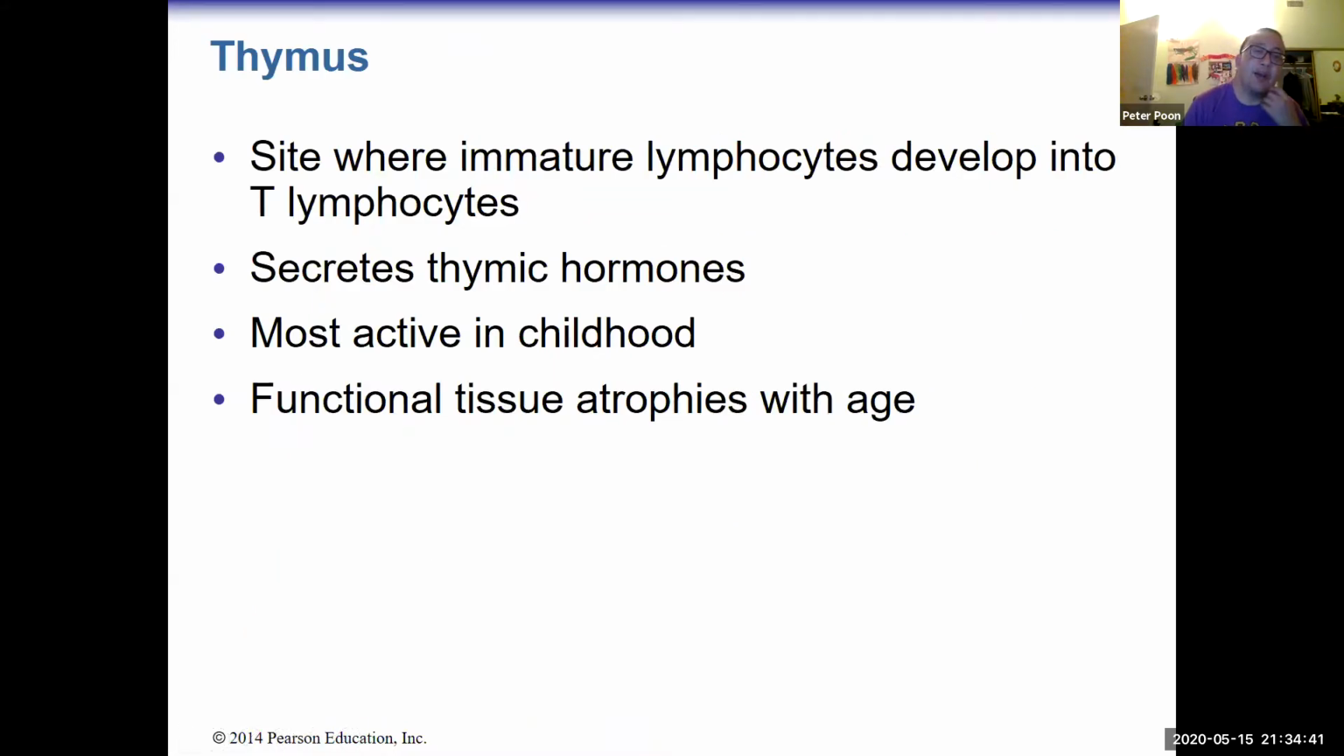The thymus is a site where immature lymphocytes develop into T cells. They secrete thymic hormones and are most active in childhood. This is why, as a child, especially an older child before puberty, technically your childhood ends before puberty from an immune point of view, not a neurological one.